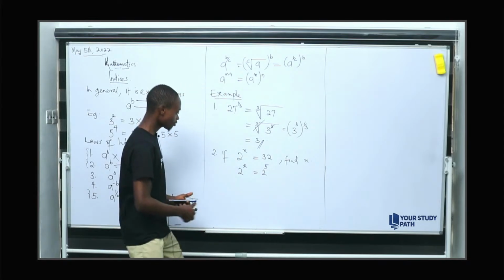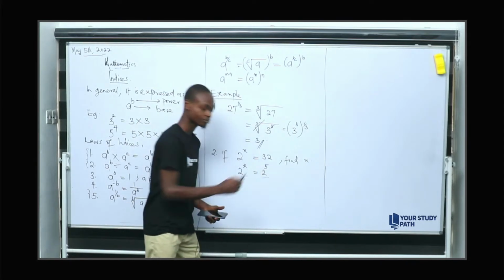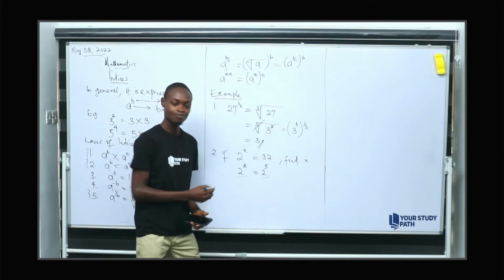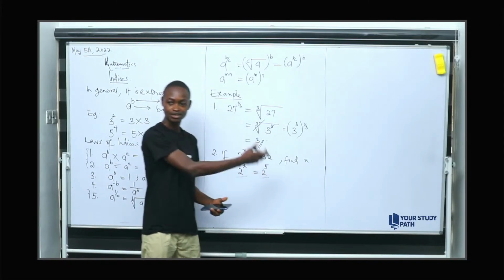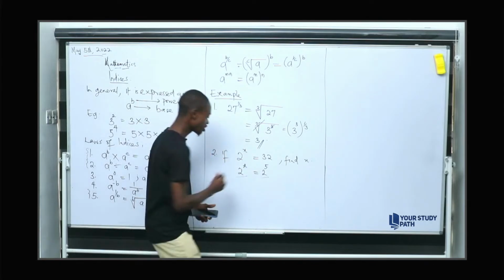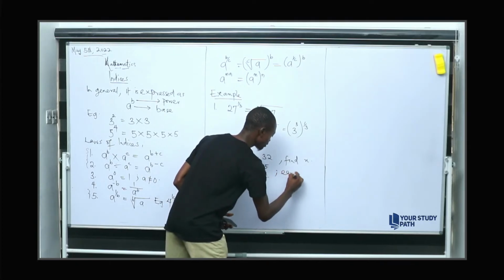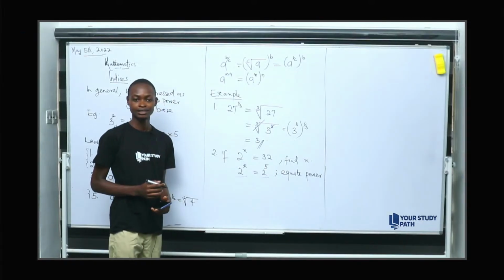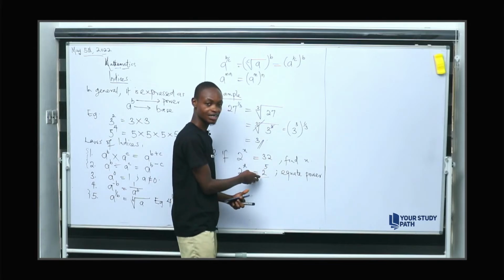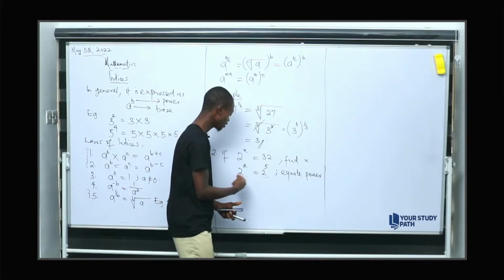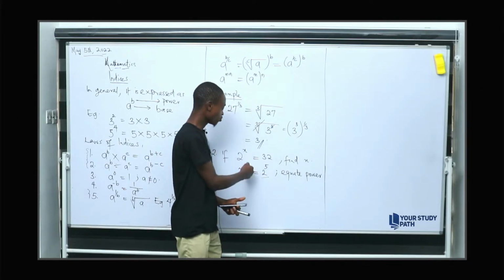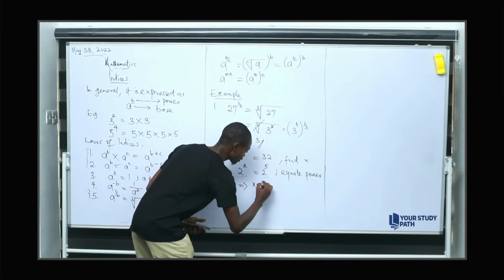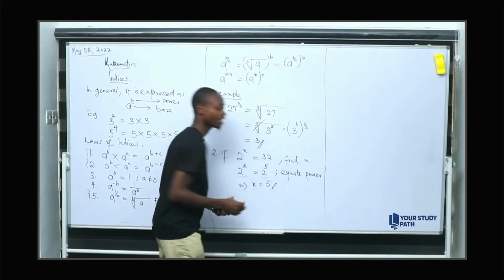Now, the base is the same. If you have an equality sign, and the base is the same on both sides of the equality, we can equate the power. If you have an equality sign and on both sides the base is the same, you can equate the power. So in this case, you now have x equal to 5 as your answer.